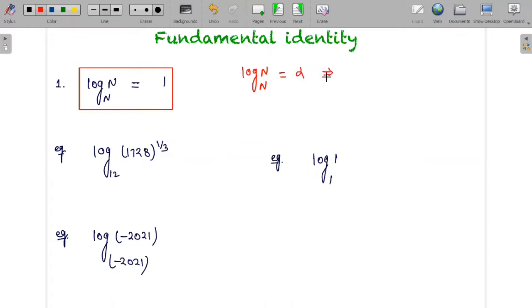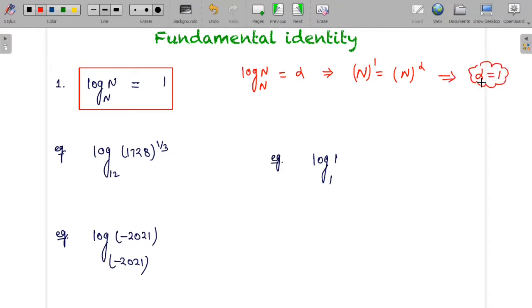Try to convert this logarithmic form into exponential form. You'll end up getting n is equal to n to the power alpha. Once it is confirmed that it is an exponential form and the bases are equal, you may establish a relation in its index. So we end up getting the value of alpha is equal to 1.